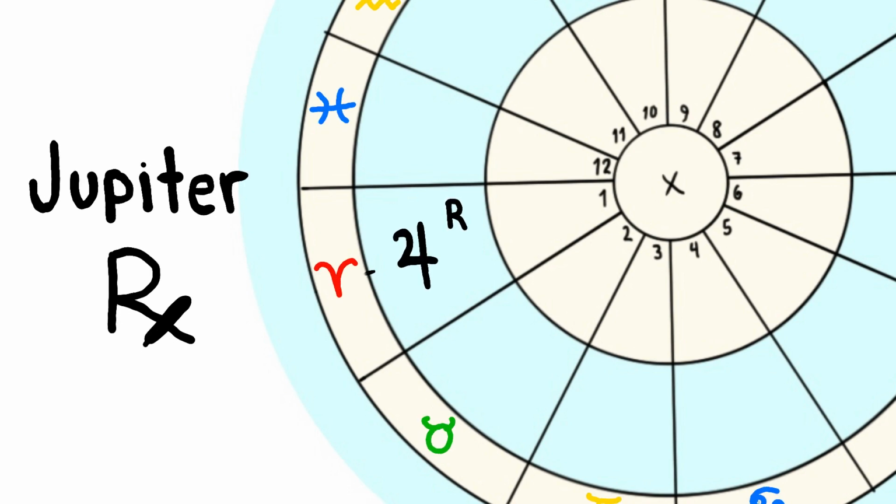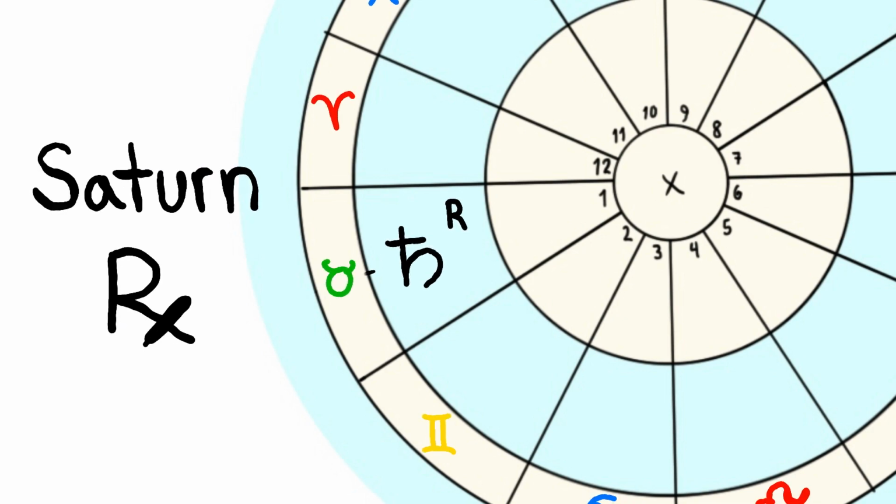Jupiter retrograde can also be an indicator, or a placement that indicates lack of a father figure in some way, or lack of guidance, the fact that they needed to guide themselves throughout life. So next, we're going to talk about Saturn retrograde. This is another planet of the father.